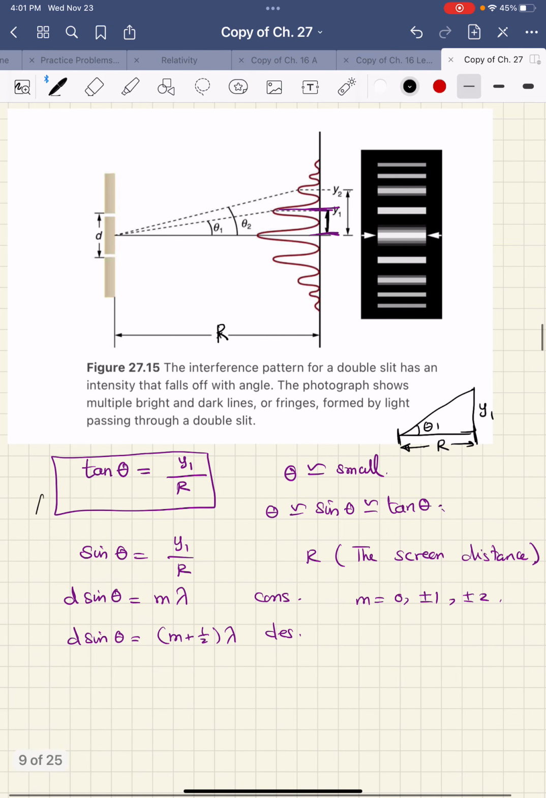Therefore, here I can replace tan theta with sine theta, and I know this is for constructive and this is for destructive. Then I can actually use this equation to find sine theta, and from these two, either one, I will be able to calculate what is really the lambda for that light. This is one of the most important experiments in physics where we use it to calculate lambda.